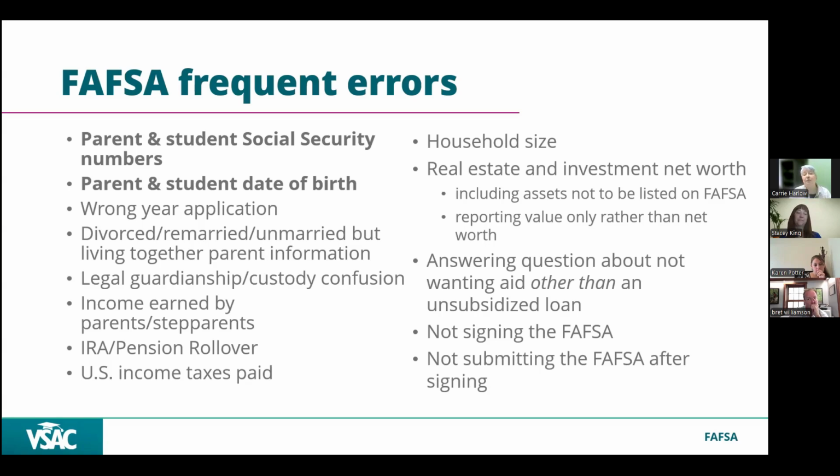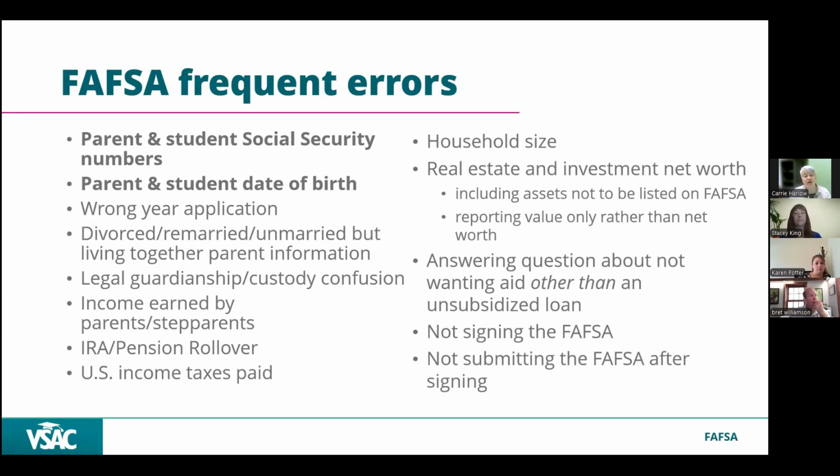Another frequent error is people filing the wrong year application. We will have in December 2 years worth of applications available. We want to make sure that students who are beginning school in the 24-25 school year are filling out the right FAFSA, and students who want aid for the 25-26 school year are filling out the right FAFSA. Students will apply each year for financial aid.